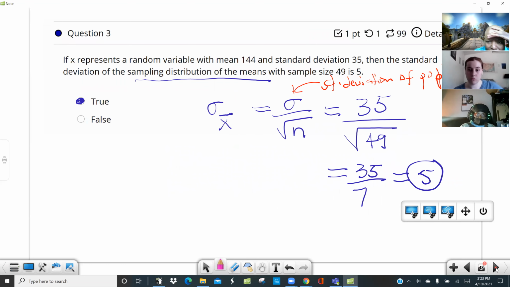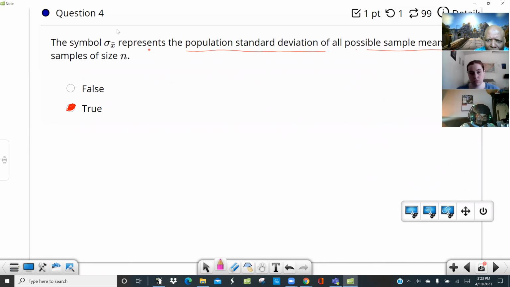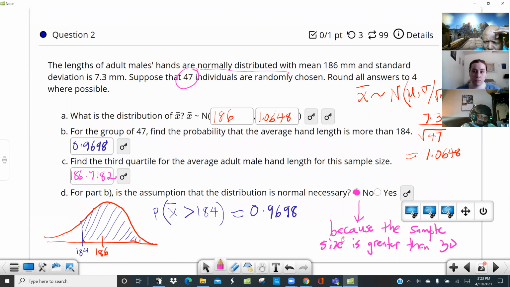We also had what it meant to have sigma x bar. That's just the notation for the standard deviation of all the means. It means the population standard deviation of all possible sample means. I don't know where we started the recording, but we have the original distribution, it's normal, and the sampling distribution of the mean will have the same mean. The standard deviation is given right there. We didn't need to assume normality because we had the sample size of bigger than 47.